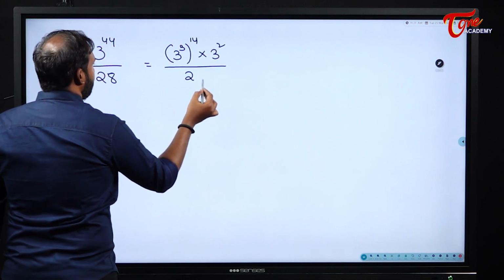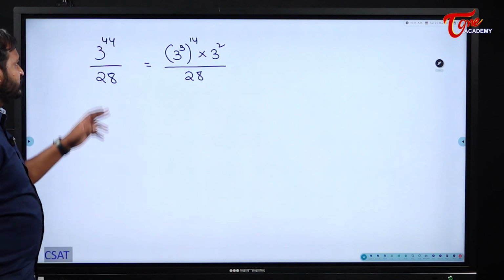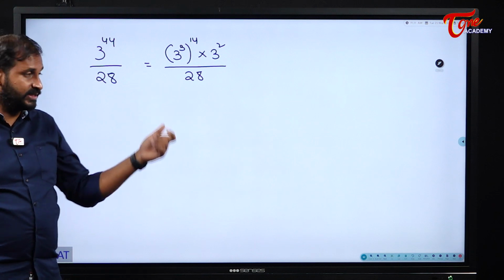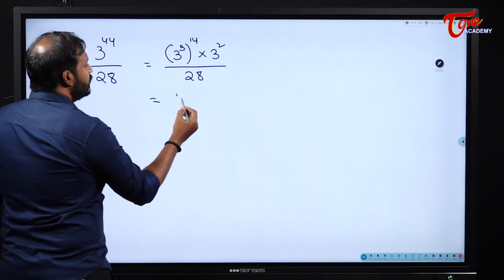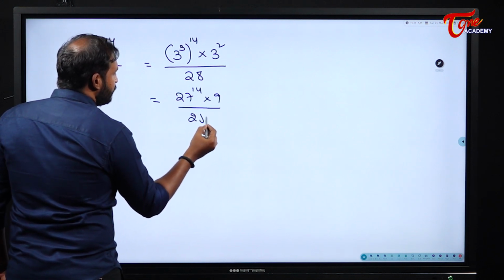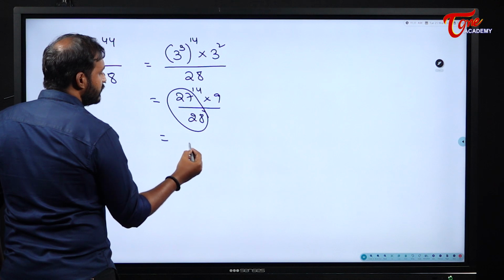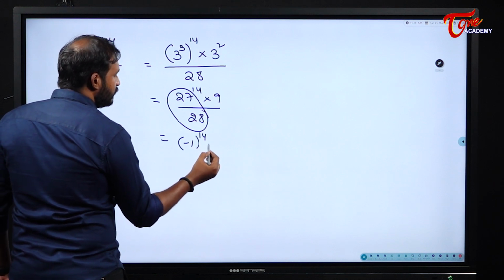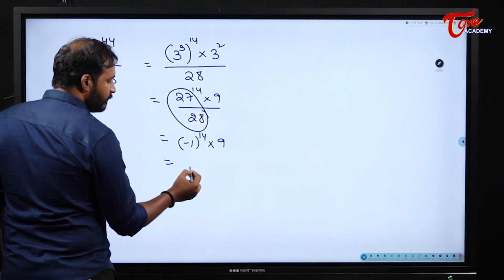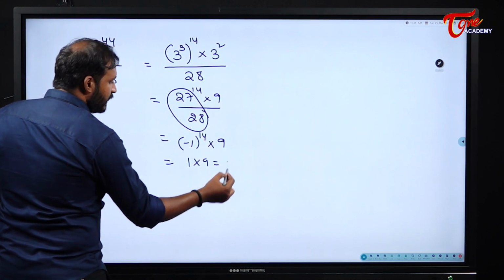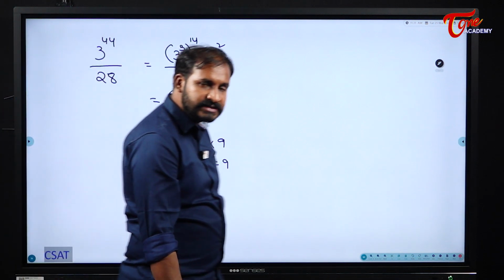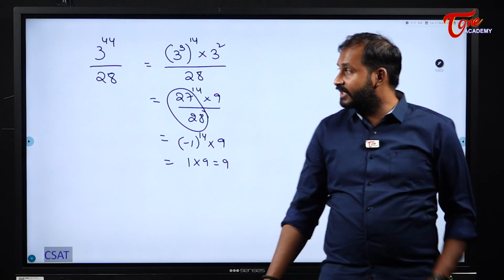By 28. How have I split it? In the previous slide we have split the powers. Please do it in the same manner. So what will I get here? 27 to the power of 14 into 9 by 28. The remainder for 27 by 28 is minus 1 whole to the power of 14 into 9 by 28, which is 9 only. Minus 1 whole to the power of 14 will come plus 1 into 9. This will become 9. So the remainder for 3 to the power of 44 by 28 is 9.